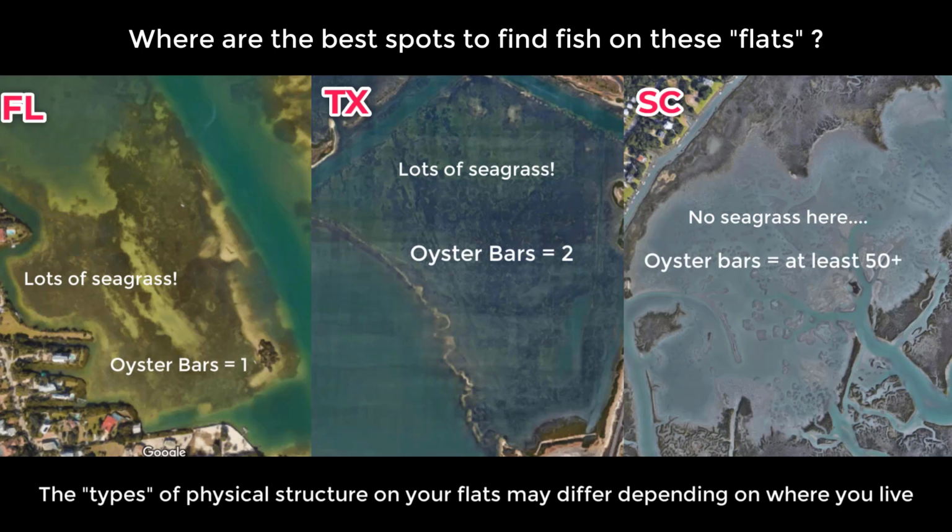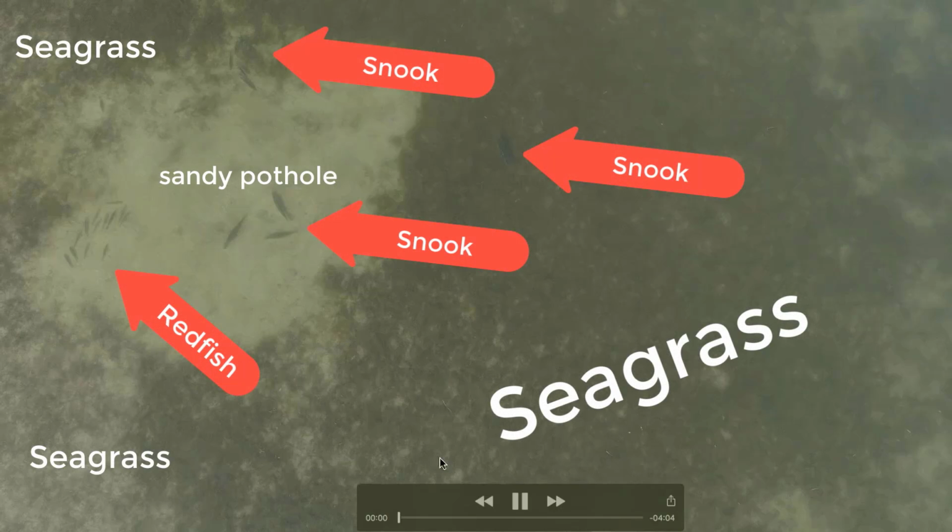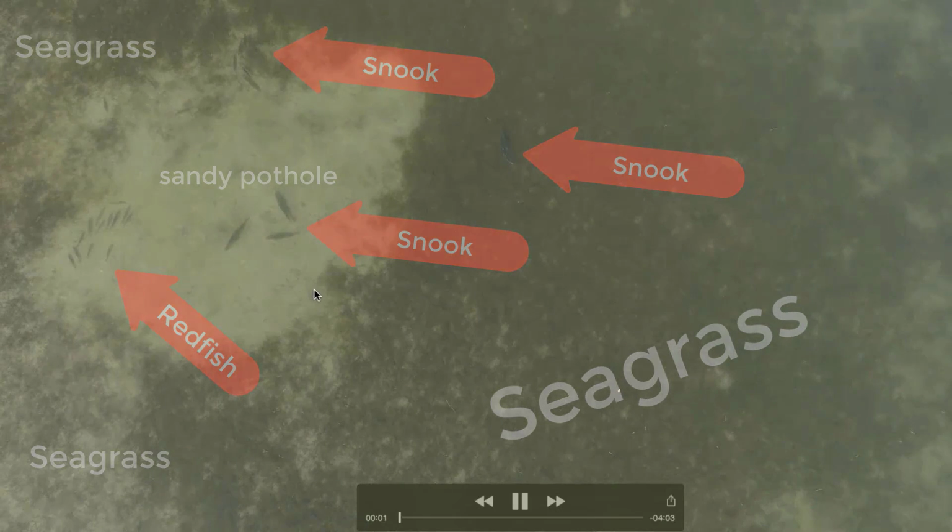So physical structure may differ depending on where you are, but it's not going to change how fish will hold on it. As you can see in this example, there's a lot of snook and trout that are on this seagrass, and if it was an oyster bar, you'd see them in a very similar fashion, just waiting to ambush prey that's holding in those areas.